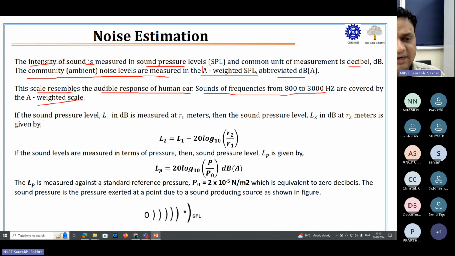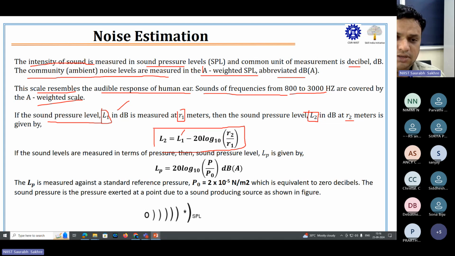So now let's say if a sound pressure level L1 in decibels is measured at R1 meters, then the sound pressure level L2 in decibels at R2 meters is given by: L1 you know, R1, R2 you know, you want to find the L2. So you can very well measure this L2. L2 = L1 minus 20 log 10 R2 by R1. R2 and R1 are distances respectively for L2 and L1.